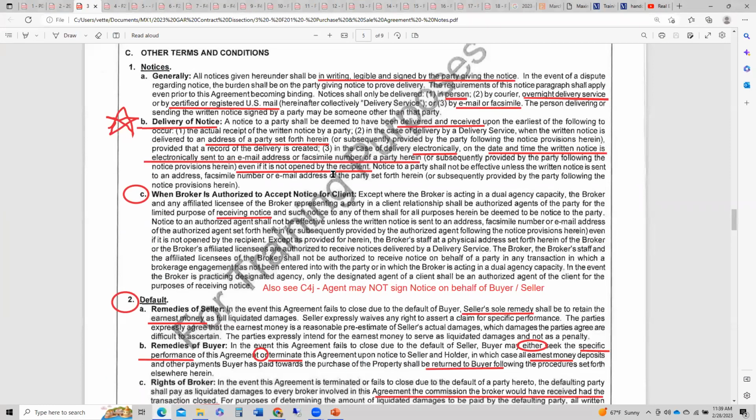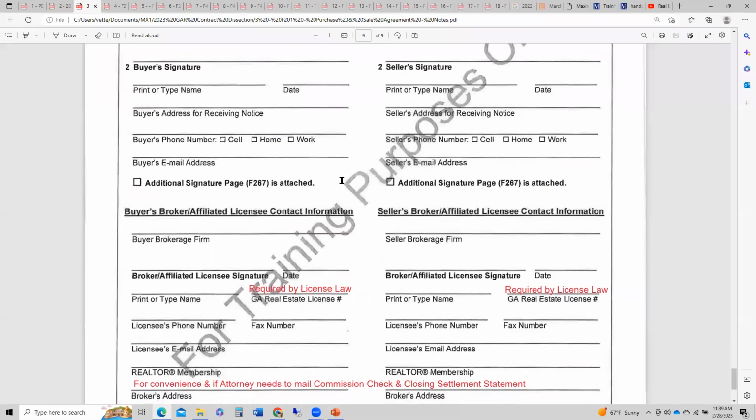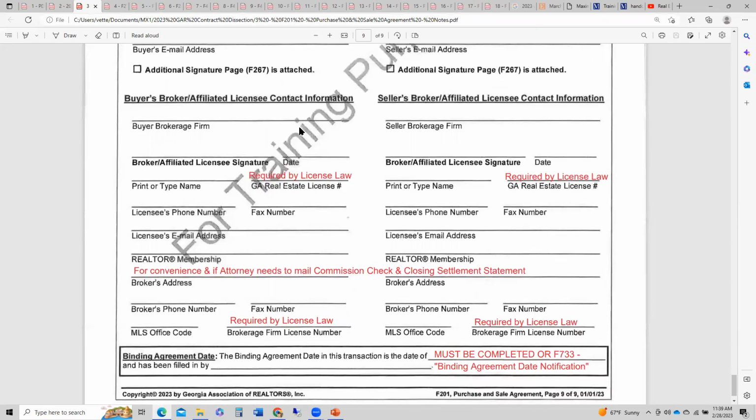In the purchase and sale agreement, I'm going to skip to the end. On the signature page, under the brokerage section, there is a place to put in a fax number. Some of you will put in your broker's fax number. If notice is sent to that broker's fax number, but you never get it, it doesn't matter. They have still complied. So, point of practice, do not put your broker's fax number there.